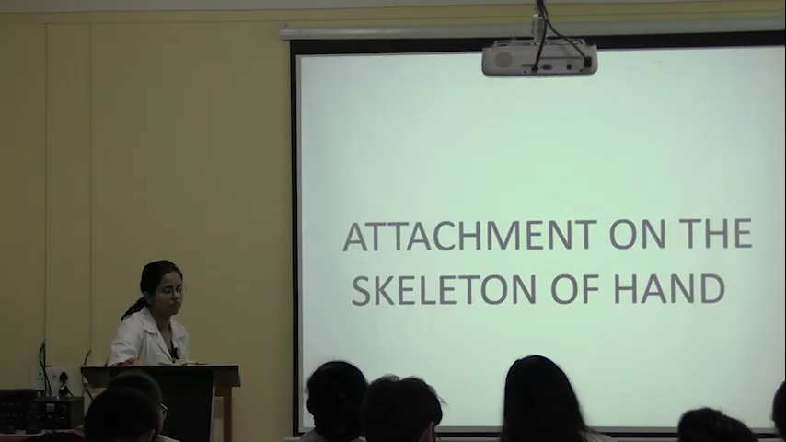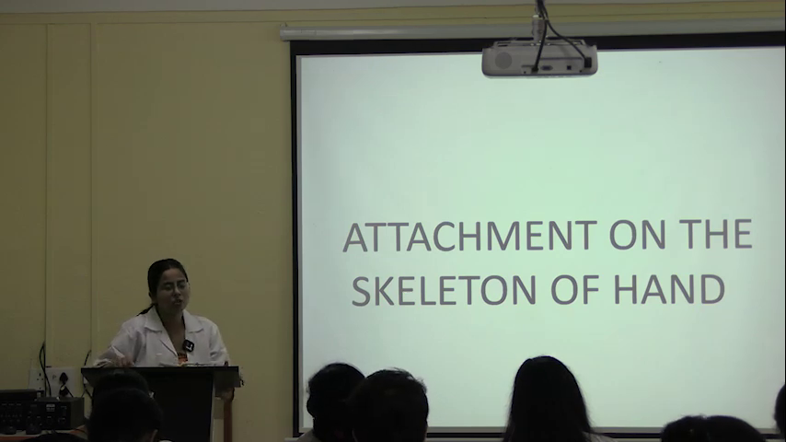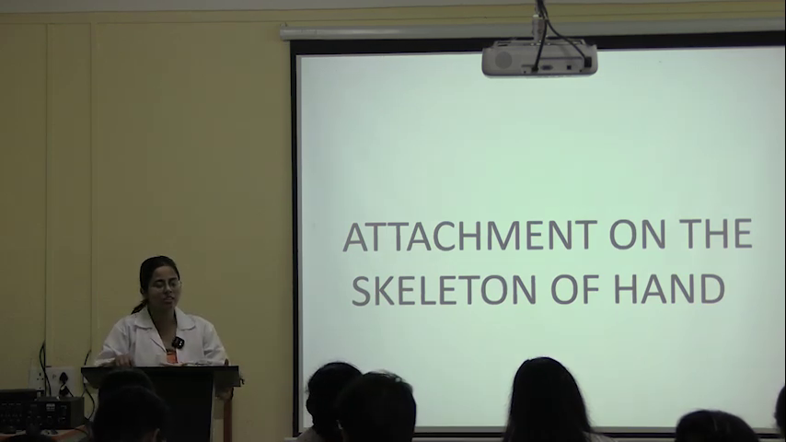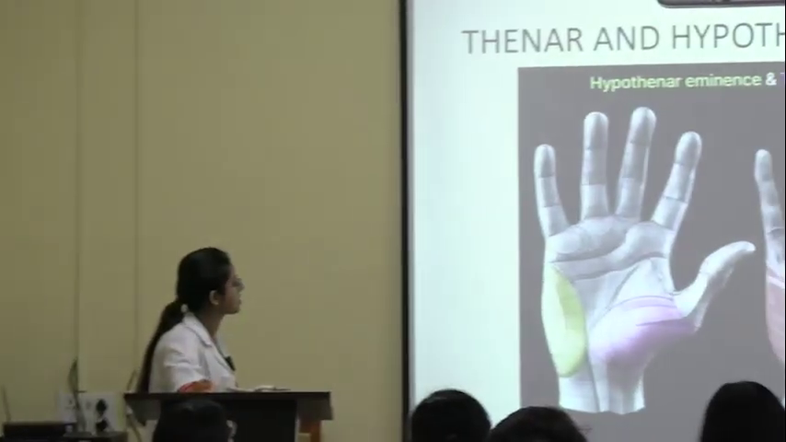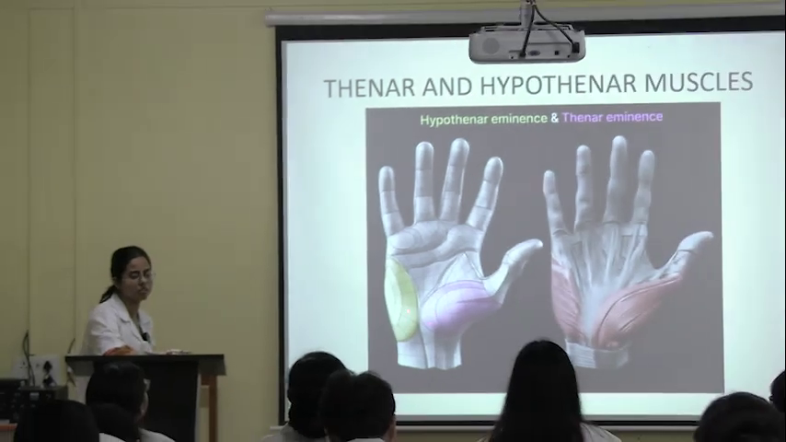Now, on the skeleton of the hand, what are the muscles attached? Does anyone know which is the thenar region and which is the hypothenar region in the palm? Thenar and hypothenar region of the palm? Don't know? This is the thenar. This is the hypothenar. See, this is the thenar region. This is the hypothenar region.